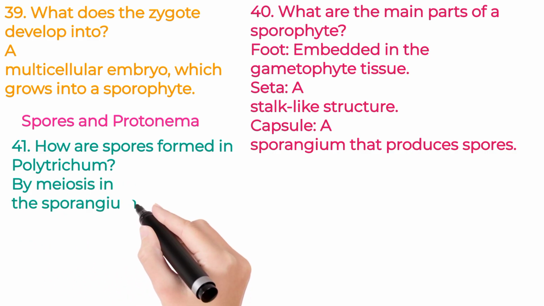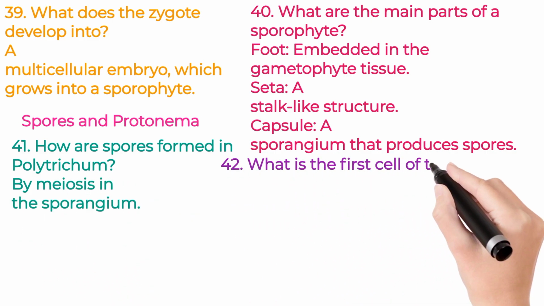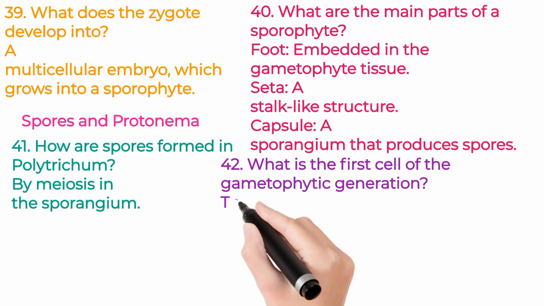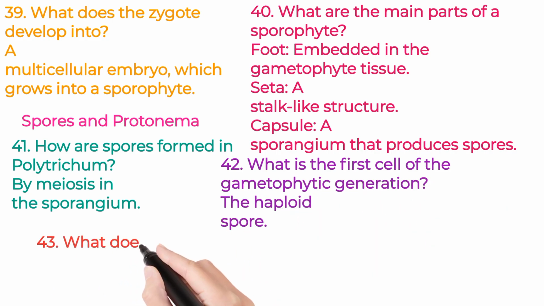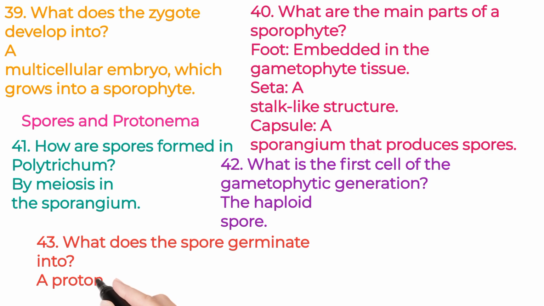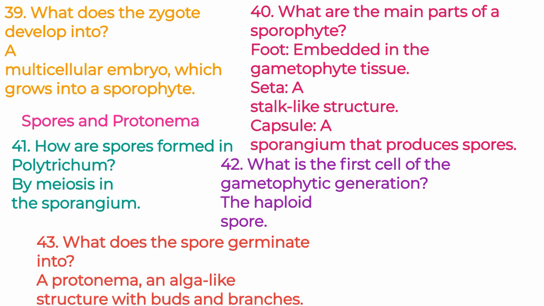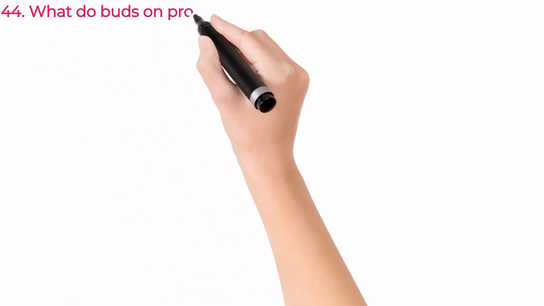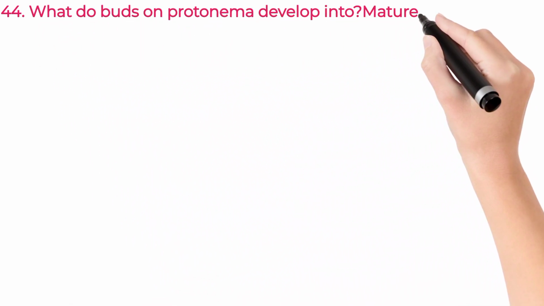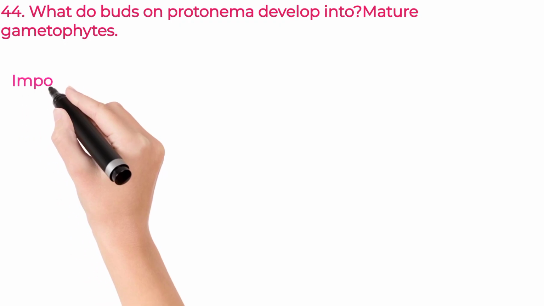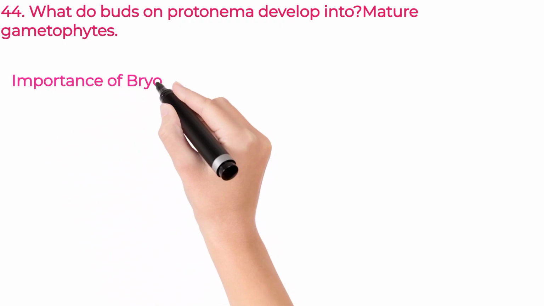42. What is the first cell of the gametophytic generation? The haploid spore. 43. What does the spore germinate into? A protonema, an alga-like structure with buds and branches. 44. What do buds on protonema develop into? Mature gametophytes.